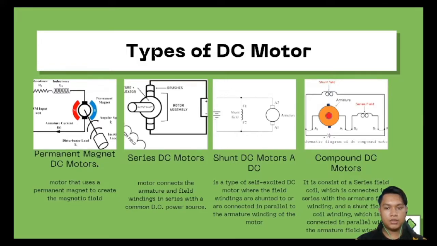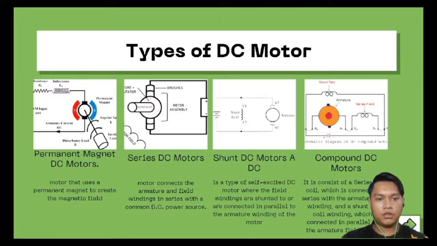Third, we've got the shunt DC motor. A shunt DC motor, also known as a shunt wound DC motor, is a type of self-excited DC motor where the field windings are shunted to, or are connected in parallel to, the armature winding of the motor. Since they are connected in parallel, the armature and field winding are exposed to the same supply voltage.